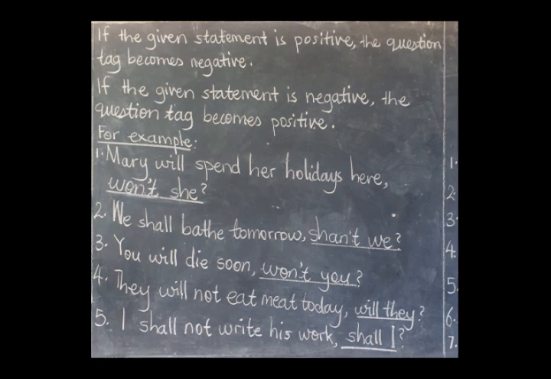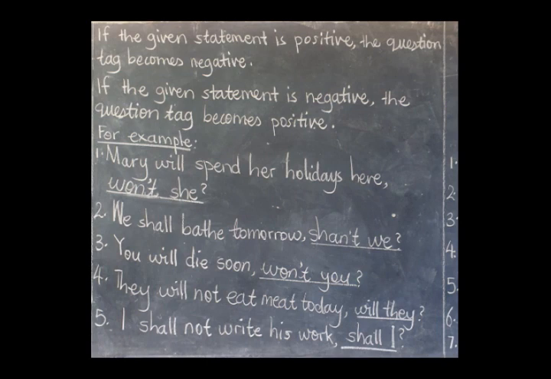So it is the helping verb shall that we have used, plus the pronoun we that has been in the statement. You will die soon. You is the pronoun, that is also a personal pronoun. Then will is the helping verb. We are looking at that statement as a positive one. You will die tomorrow. It is confirming that you will die tomorrow. We put a comma and bring the question tag. We said if it is positive, we give the question tag in negative form. So you will die tomorrow, won't you?